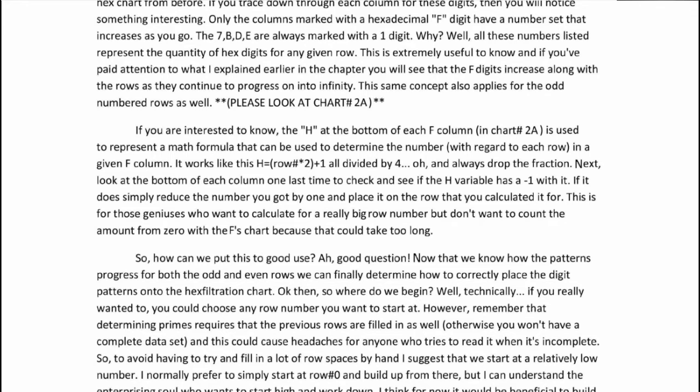Next, look at the bottom of each column one last time to check and see if the H variable has a negative 1 with it. If it does, simply reduce the number that you got by 1 and place it on the row that you calculated it for. This is for those geniuses who want to calculate for that really big row number, but don't want to count the amount from 0 with the F's chart because that could simply take too long.